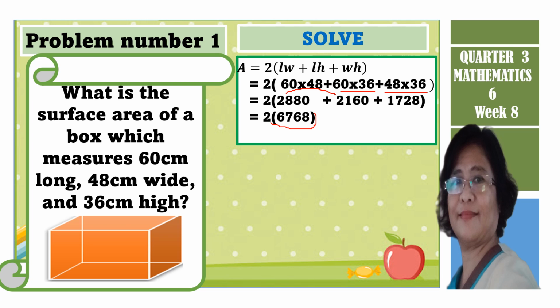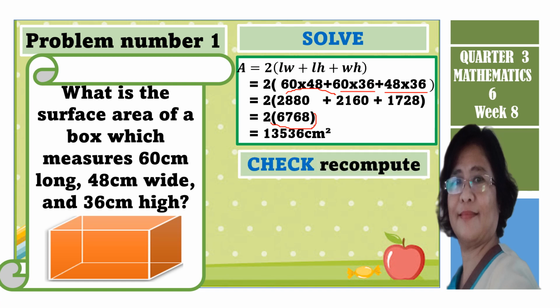For the number outside the parentheses, there is no operation shown, but it is understood that it is multiplication. So you will just multiply 6,768 by 2, and the answer is 13,536 centimeters squared. That is our final answer. To check if our answer is correct, let us just recompute what we did a while ago. So just multiply again.